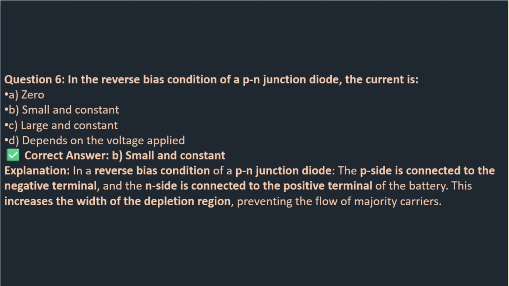Question 6. In the reverse bias condition of a PN junction diode, the current is: Option A, 0. Option B, small and constant. Option C, large and constant. Option D, depends on the voltage applied. Correct answer, B, small and constant. Explanation: in a reverse bias condition of a PN junction diode, the P side is connected to the negative terminal, and the N side is connected to the positive terminal of the battery.